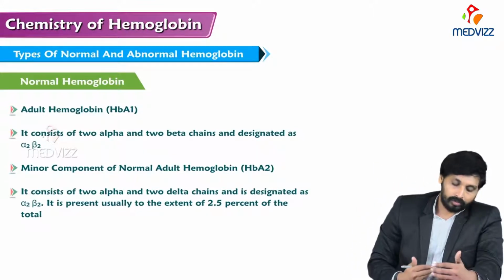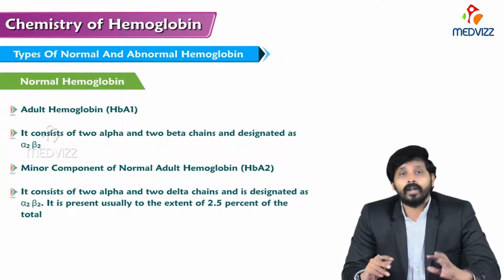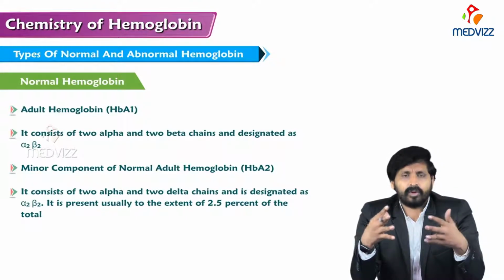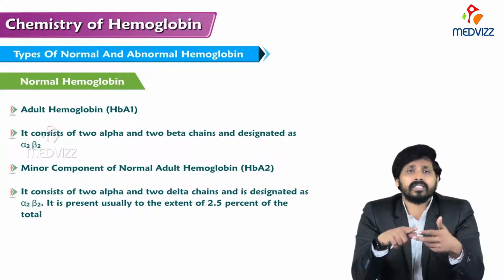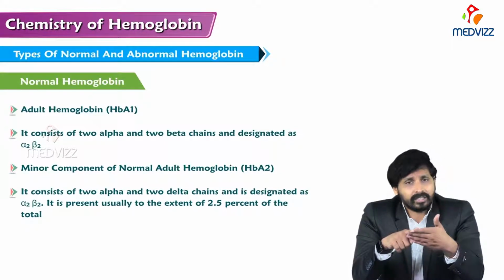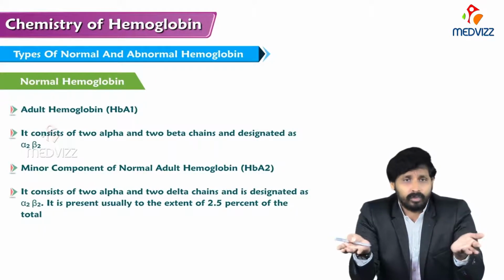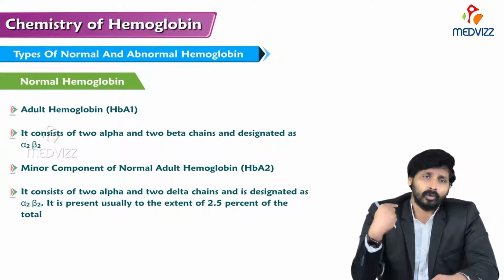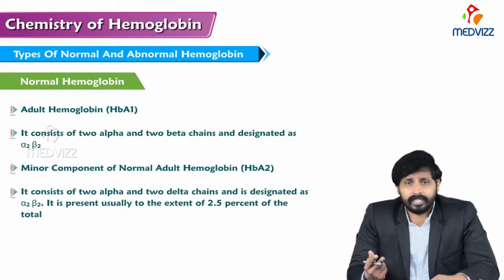So the first one is HbA1. It is known as adult hemoglobin, and all the hemoglobins vary in the composition of their globin chains: alpha chains, beta chains, gamma chains, delta chains. Based on these compositions and variations, we get different hemoglobins. HbA1 is popularly known as adult hemoglobin. It consists of 2 alpha chains and 2 beta chains.